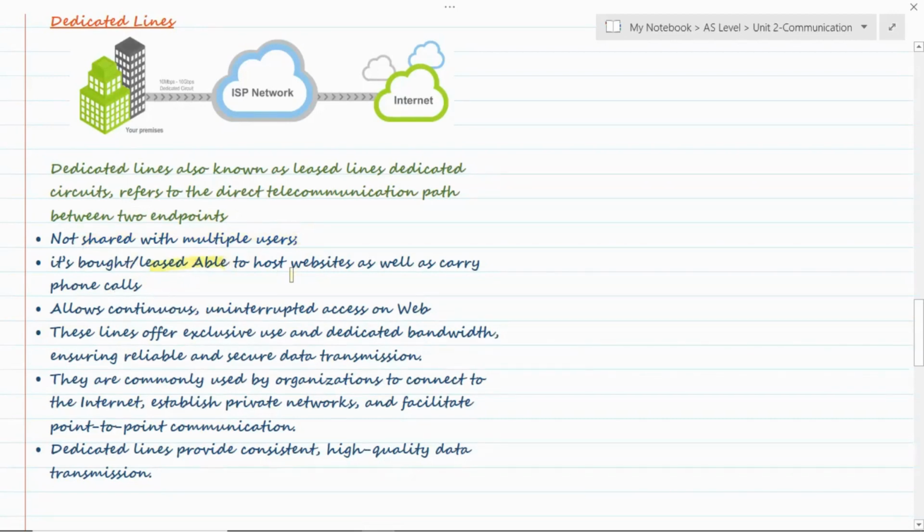and is able to host websites as well as carry phone calls. It allows continuous uninterrupted access to the web. And these lines offer exclusive use and dedicated bandwidth, ensuring reliable and secure data communication. Basically, these are used by organizations to connect to the internet, establish private networks and facilitate point-to-point communication, right? So these are used for consistent and high quality data transmission.